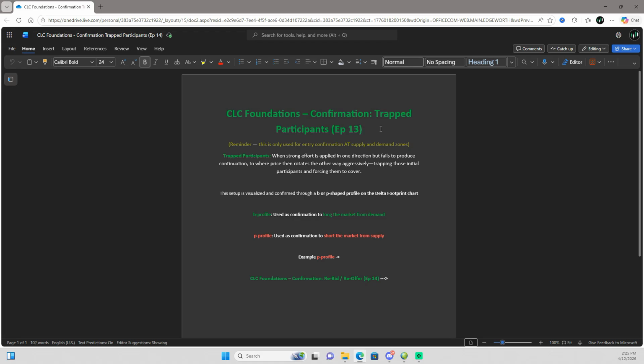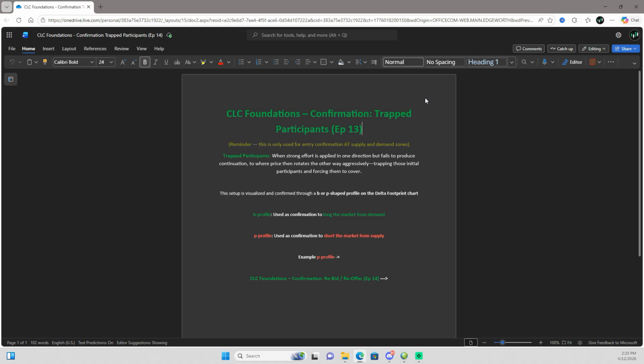So in this one, we're going to be getting into one of my favorite playbook setups, which is the trapped participants. This playbook setup is very common, very powerful, very useful, and overall just serves as an excellent way that we can use to actually validate that buyers are stepping in at demand and that sellers are stepping in at supply.